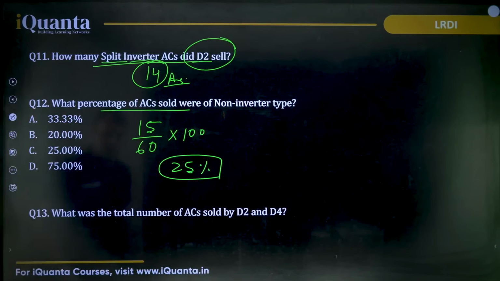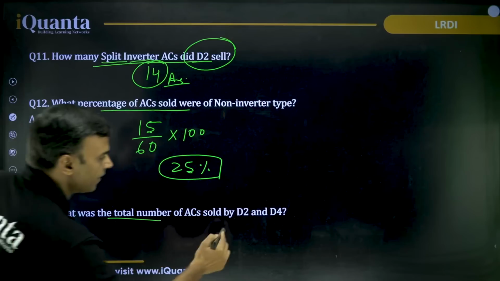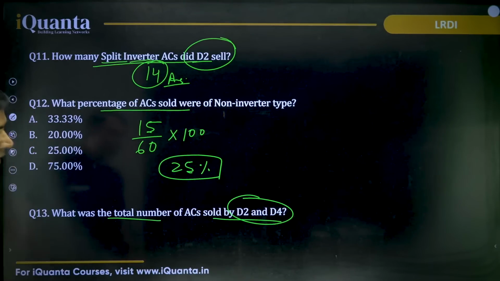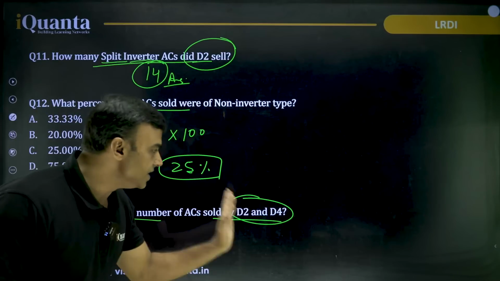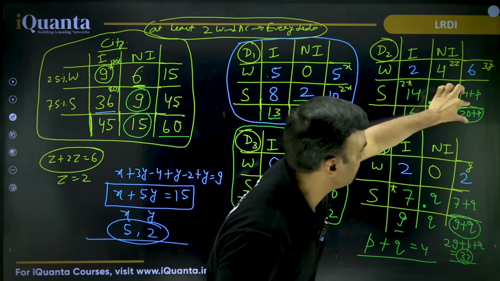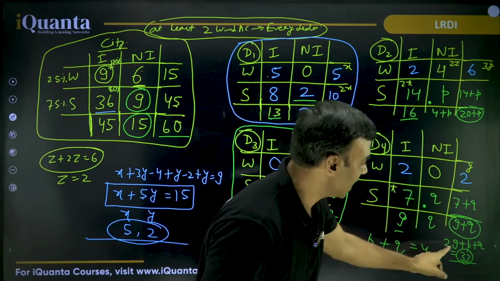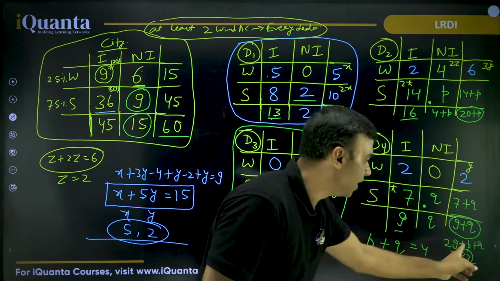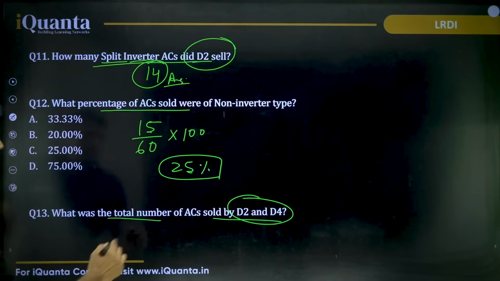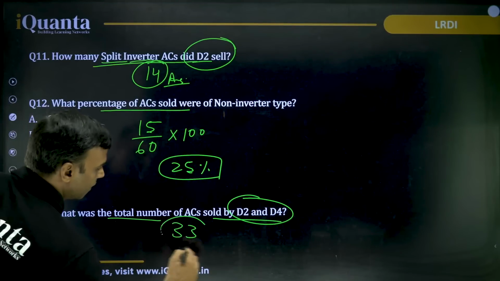Nice. Next one. What was the total number of ACs sold by D2 and D4? Oh wow, this we actually talked about. Total number of ACs sold by D2 and D4, that is 20 plus P, 9 plus Q, that is 29 plus P plus Q. P plus Q already we have 4. So 29 plus 4, that is 33. So answer of that question will be 33. Very nice question, this one.